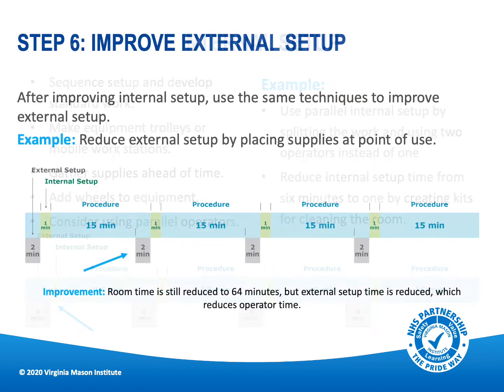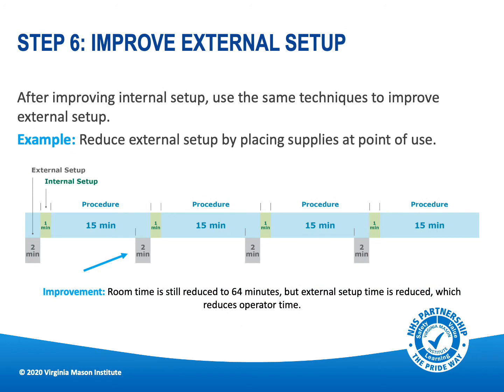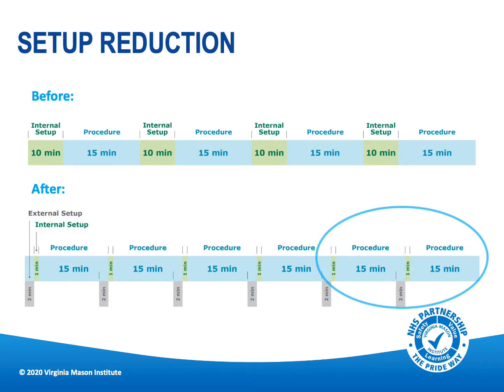Step 6. Improve external setup. In this example, the supplies have been moved closer to the point of use. There are now only 3 minutes of setup time compared to 10 minutes of setup time previously. This can be achieved by carrying out a 5S to ensure what is needed is where it is needed. And the theatre now has time to see an extra 2 patients in the same amount of time.